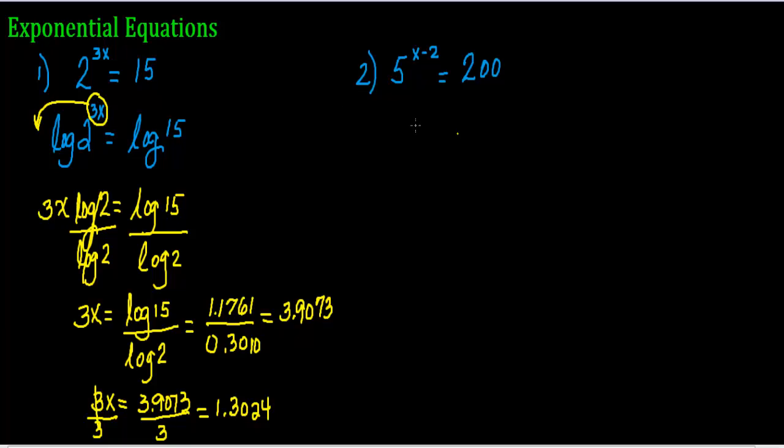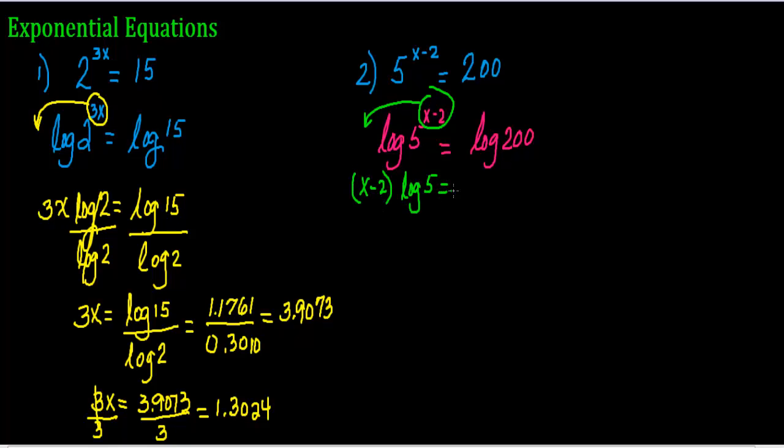Let's do example 2. Again, I cannot rewrite 200 as a base 5 number. 5 raised to what power is 200? We don't know, so I can't rewrite this easily. So we're going to have to use log, and we're going to use the same procedure we did in the previous example. We're going to write log of 5 to the x minus 2 is equal to log of 200. Take this exponent and move it to the front of the log, and you'll end up with x minus 2 times log of 5 equal to the log of 200.